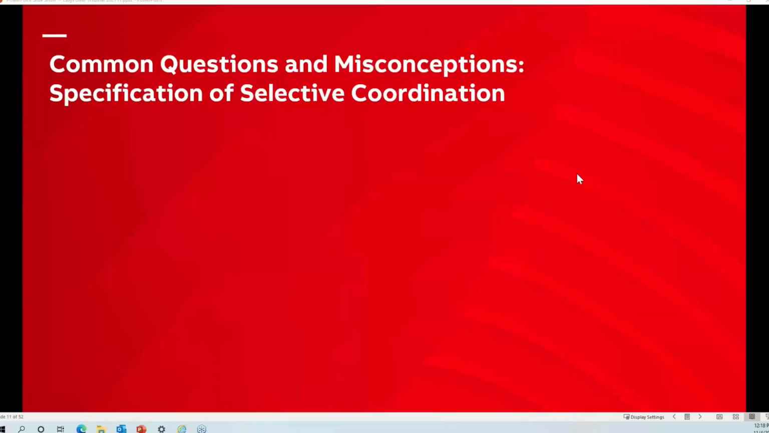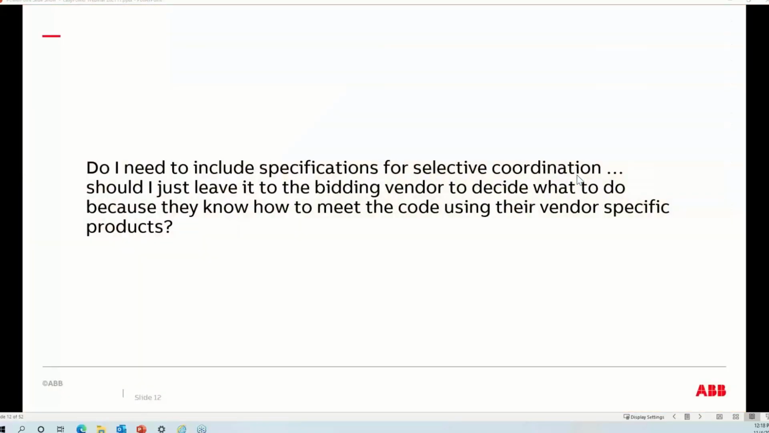Let's talk a little bit about specification of selective coordination, because every firm or group that might specify a project does it a little differently, and there are many ways to do it that will work just fine. But the typical question is, do I need to include specifications for selective coordination? Or possibly, should I just leave it to the bidding vendor to decide what to do because they know how to meet the code using their vendor-specific products? The theory being that the vendor knows their breakers the best, so I shouldn't go overboard on specifying it.